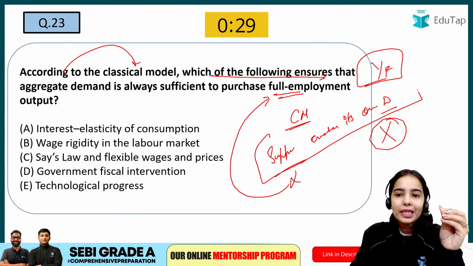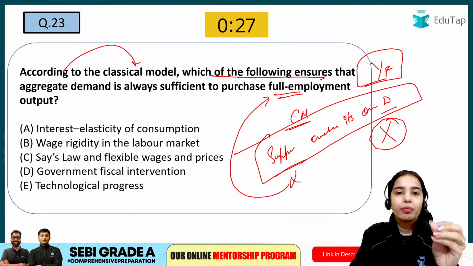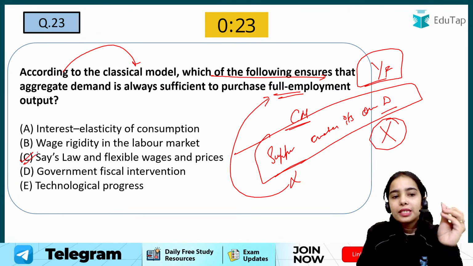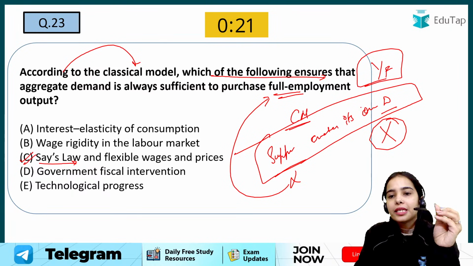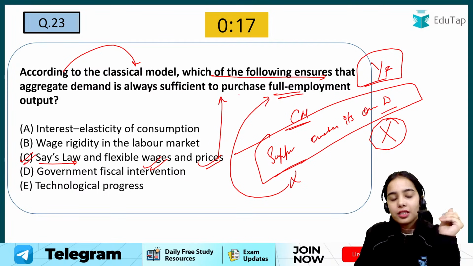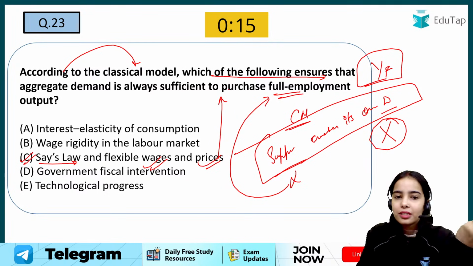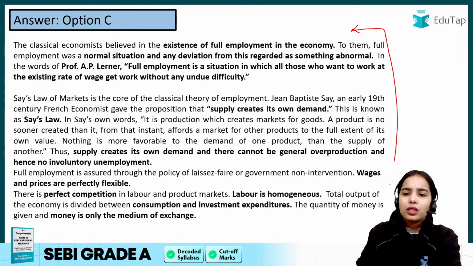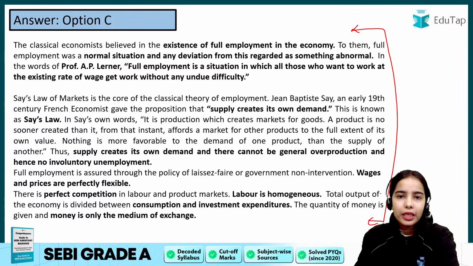Now, if you know that this saying in the classical model is given by J.B. Say, Jean-Baptiste Say, so it is known as Say's law. Say's law states that supply creates its own demand, and there are flexible wages and prices under the classical model. So basically C is the answer here. Okay. So C is the answer, and the rest of the things you can read about the classical economics.